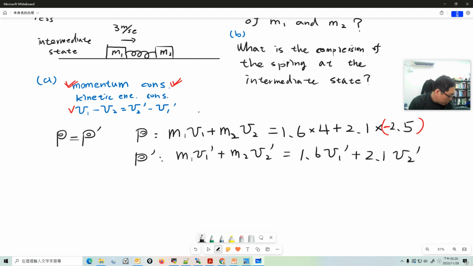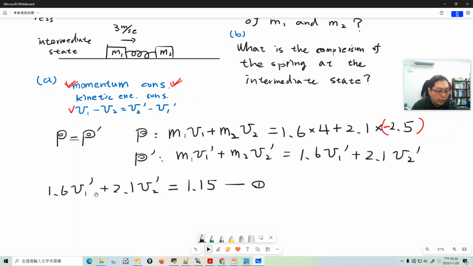So we need to use the calculator. 2.4 minus 2.1 times 2.5. Oh, okay, 1.15. So we will have an equation like this: 1.6 v1 prime plus 2.1 v2 prime equal to 1.15. This is our equation one.